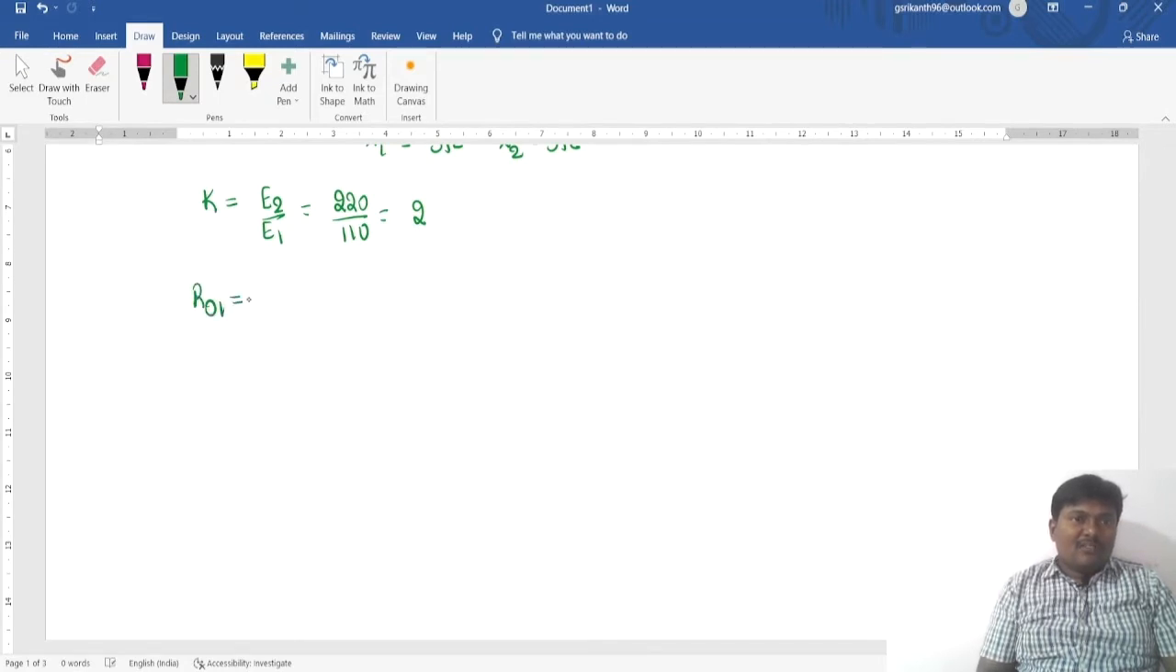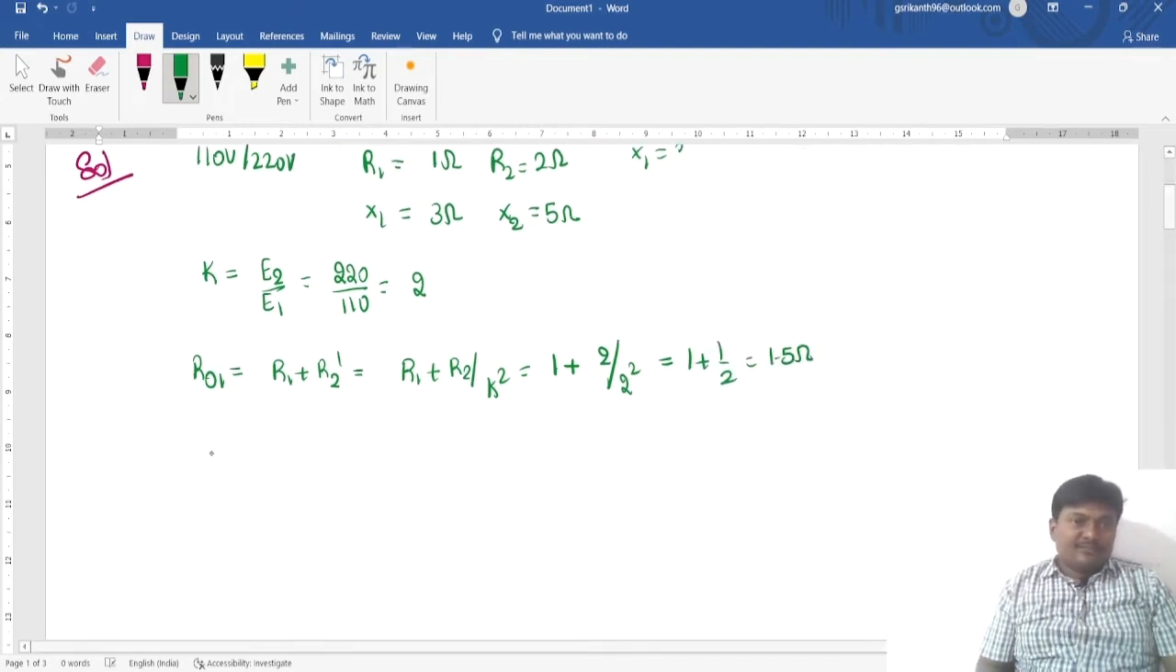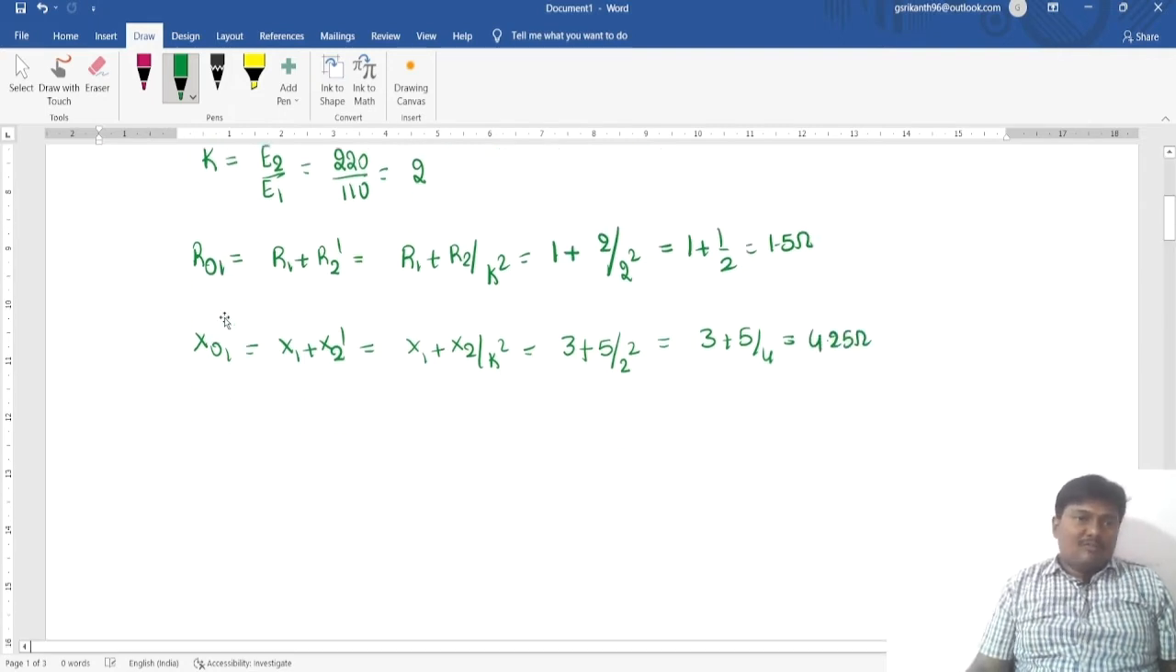So the total resistance when referred to primary, R01 is R1 plus R2 dash, R1 plus R2 by K square. R1 value is 1 and R2 value is 2 divided by 2 square, 1 plus 1 by 2, that should be equal to 1.5 ohms. And X01 is equal to X1 plus X2 dash, X1 plus X2 by K square. X1 is 3 ohms and X2 is 5 divided by 2 square, 3 plus 5 divided by 4. 5 divided by 4 is 1.25, so that is 4.25 ohms.